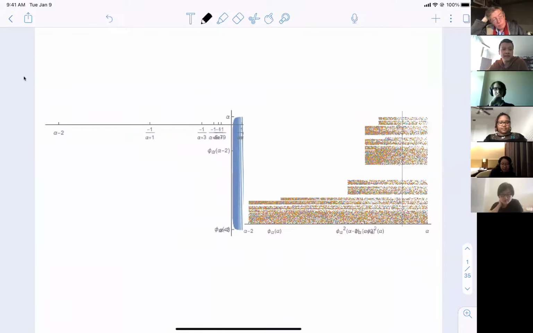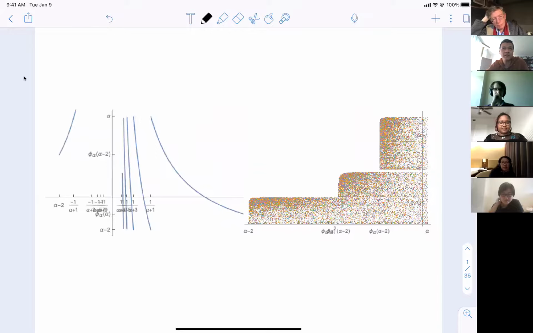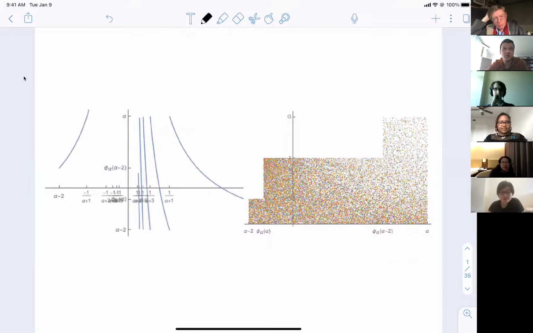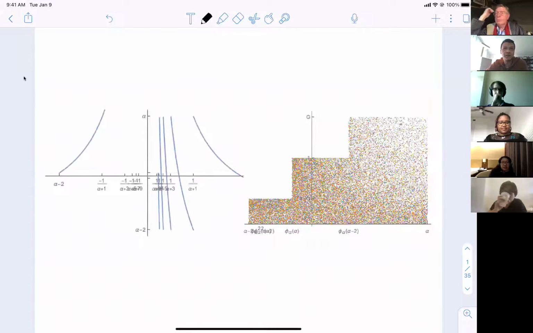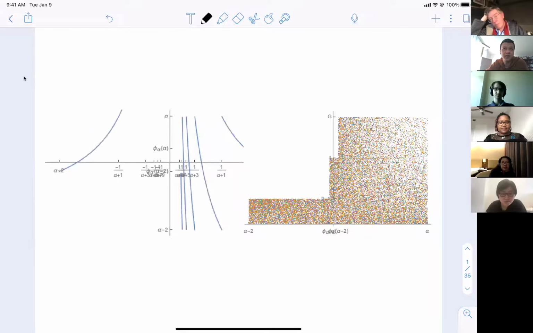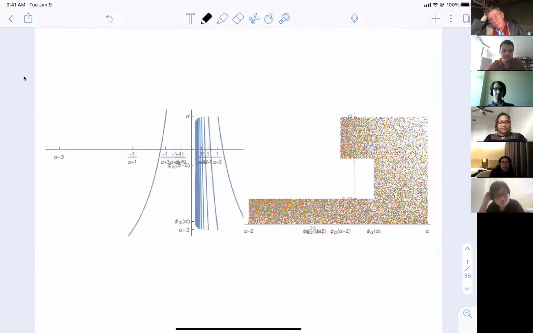Okay, so next up we have Claire Merriman, and she will be talking about changing the rules for continued fraction expansions and their natural extension domains.